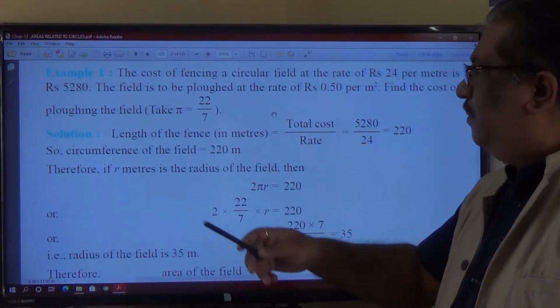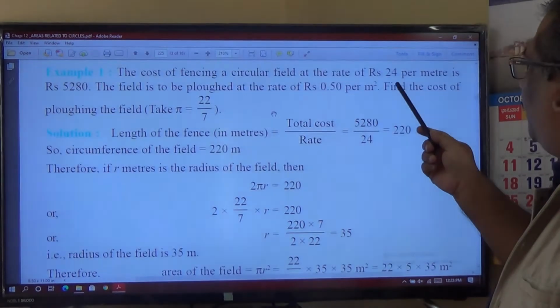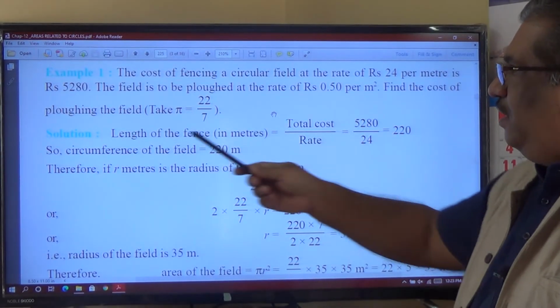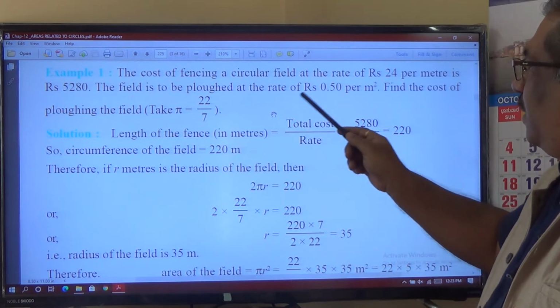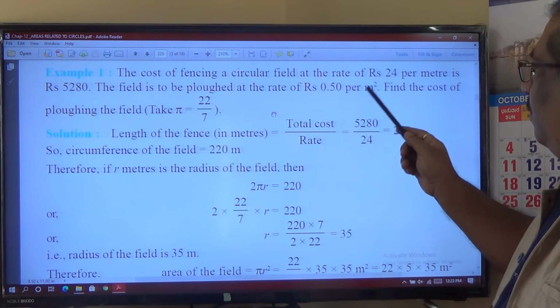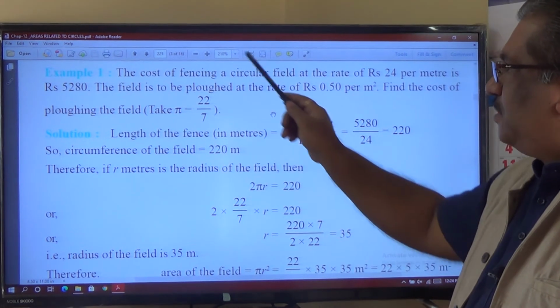Example 1: The cost of fencing a circular field at the rate of rupees 24 per meter is rupees 5280. The field is to be plowed at the rate of rupees 0.5 per square meter. Find the cost of plowing the field. It is a circular field.